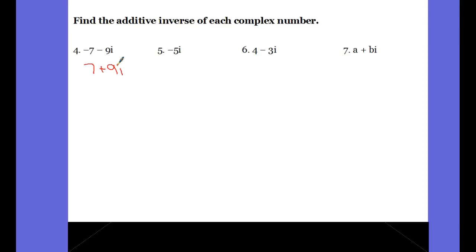So what do you add to negative 5i to get 0? Well, you add 5i. What do you add to 4 to get 0? A negative 4. Add to negative 3i, positive 3i. The additive inverse of a plus bi is negative a minus bi.